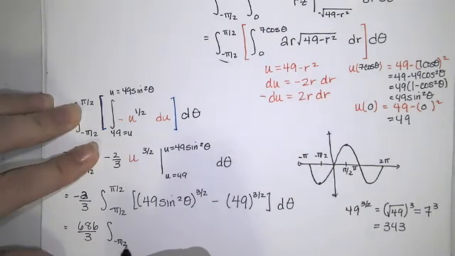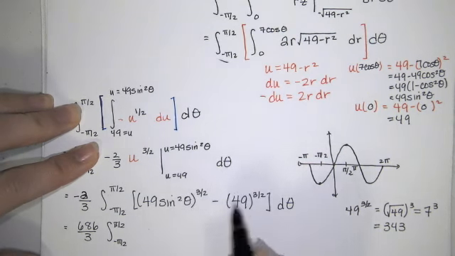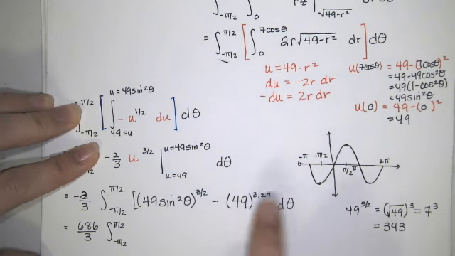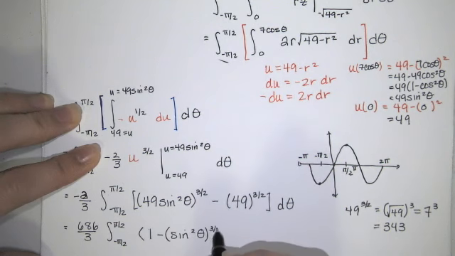And flipping that in that way changed the order. So instead of having this minus this, because I factored out the -1, I'm going to have this minus this, but we factored out the 49 to the 3/2. So what we end up with is 1 minus sine squared theta raised to the 3/2 power.